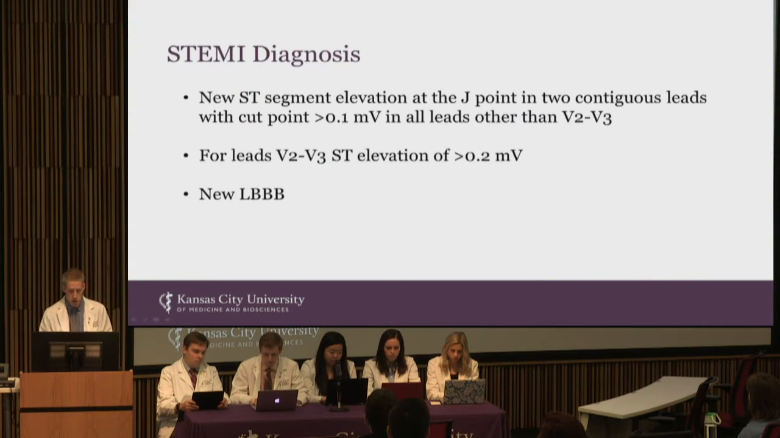The ECG criteria for the diagnosis of MI includes new ST segment elevation at the J point in 2 contiguous leads with a cut point of 0.1 millivolts in all leads other than V2 and V3. For leads V2 and V3, there is ST elevation greater than 0.2 millivolts, and there is also evidence of a new left bundle branch block, which indicates coronary occlusion and must be treated aggressively.